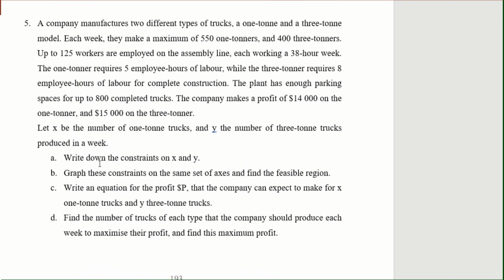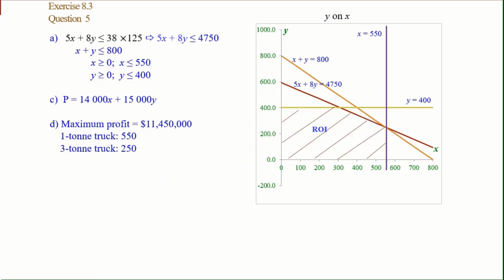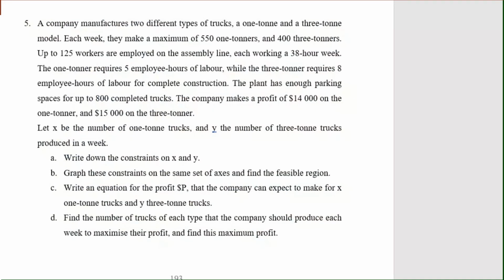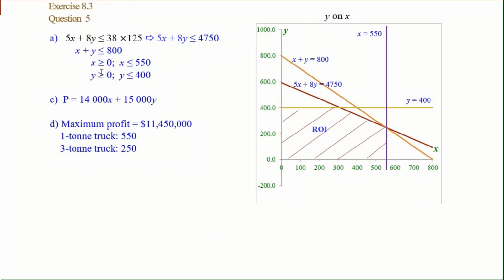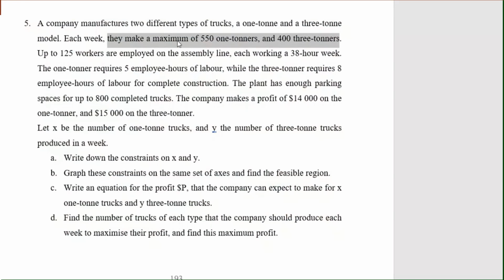Question 5. So let's look at question 5. X is 1 tonner, Y is 3 tonner. Each week they make a maximum of 550 1-tonners. So x should be lesser or equal to 550. y should be lesser or equal to 400. Do you see that? That's from the first sentence of the question.